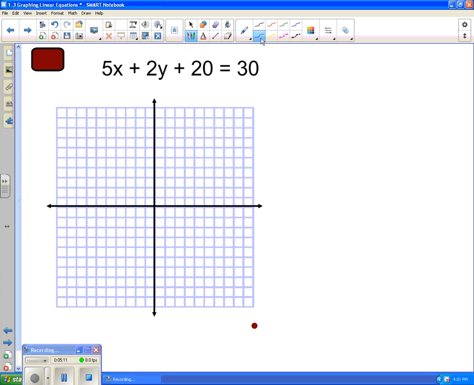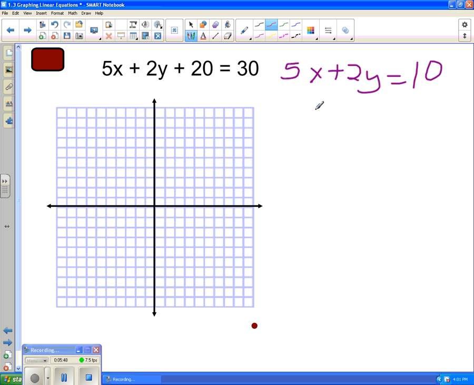So what I'm going to do is I'm going to have to move this 20. So I need to find the inverse of a plus 20, which would be a minus 20. So I'm going to subtract 20 from both sides. And I'm going to end up with 5x plus 2y. And if I subtract 20 from both sides, 30 minus 20 is going to be 10. So here would be my simplified equation. And this is just an equivalent way of expressing this, but here I've got x and y on one side, and I've got all my constant terms combined on the right-hand side. And then from here, I can go ahead and decide what is my y-intercept, what is my x-intercept.